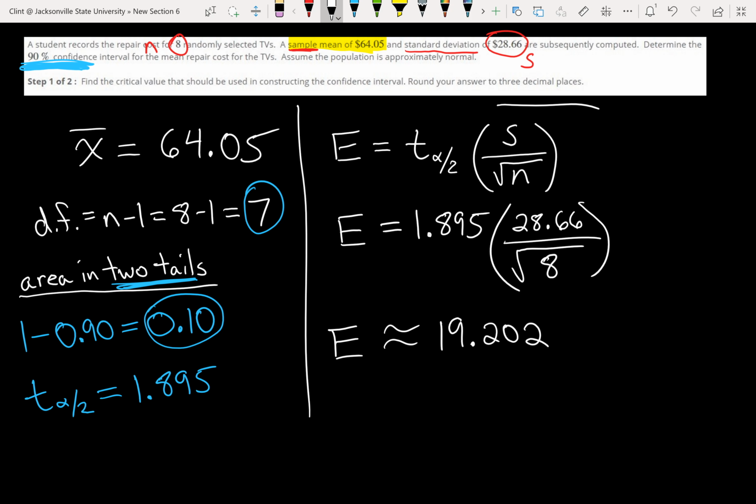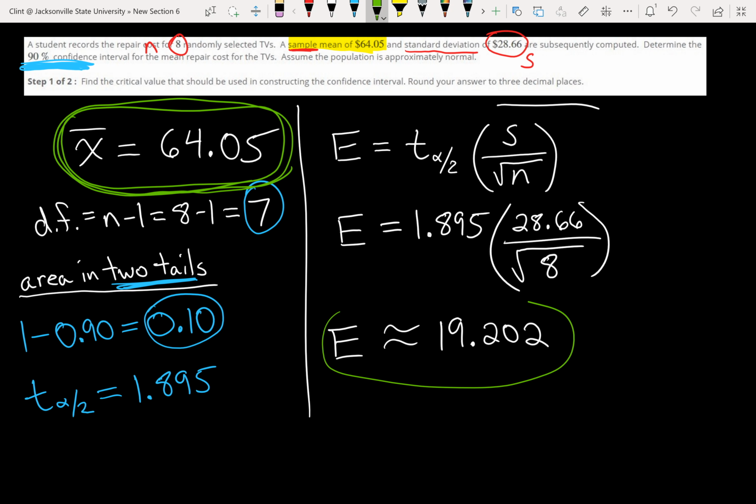Okay. So now, just like before, we're into old territory. We're going to take our point estimate, sorry, our sample mean, and our margin of error, and we're going to figure out our interval. We'll do that by doing x bar plus E and x bar minus E to get our upper and lower endpoints.